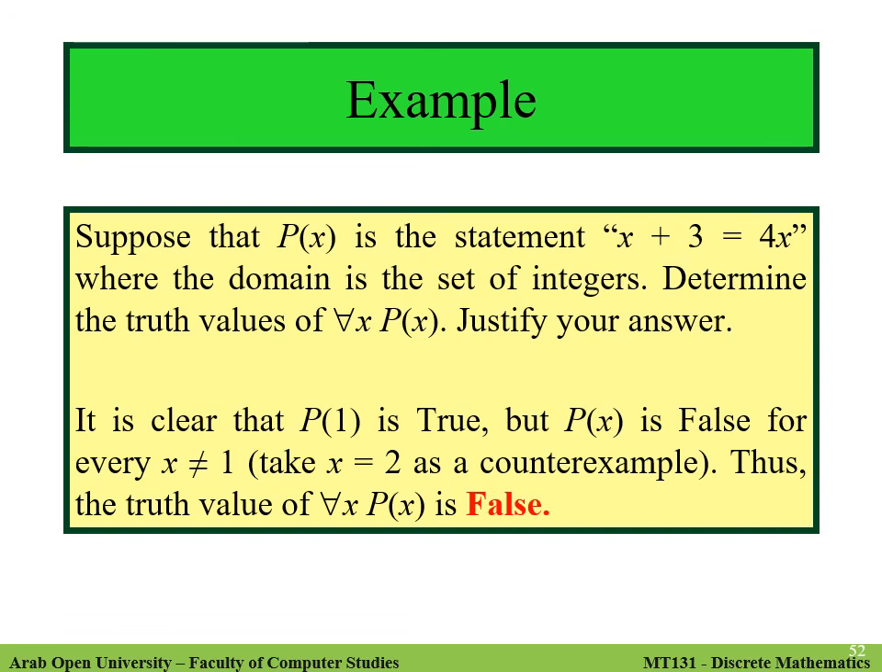The justification for that is to give a counterexample. For example, if you use x equal 2, 2 plus 3 is equal to 5, but 4x is equal to 8. So the statement is not true for x equal 2. Therefore, the statement for all x, P of x is false. But certainly x equal 2 will work as a counterexample.